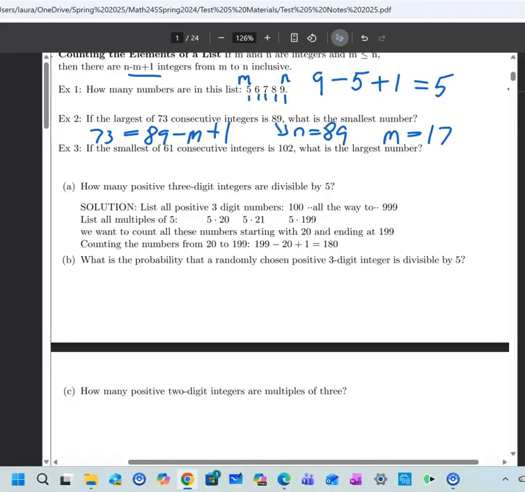All right, now playing with it in a slightly different way. So I've got 61 consecutive integers, and the smallest is 102, so that's the M, and I want to figure out the N. So N is 102 plus 61, minus 1. And so solving for N, I get 162.